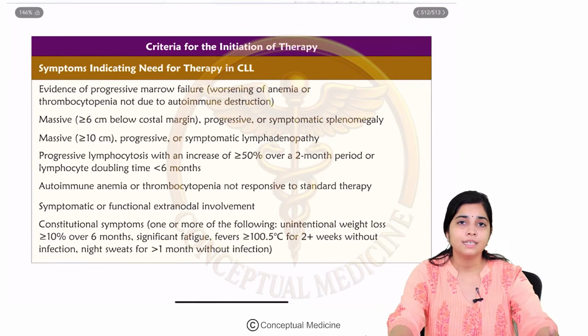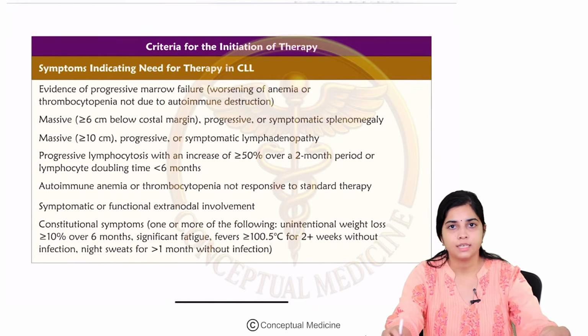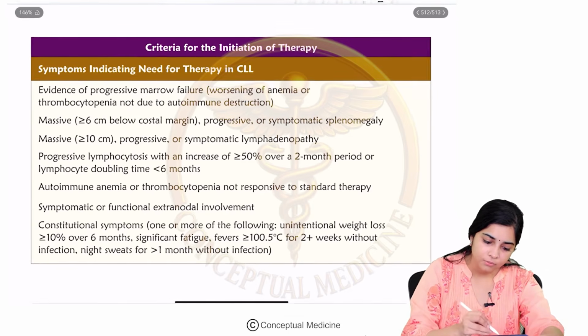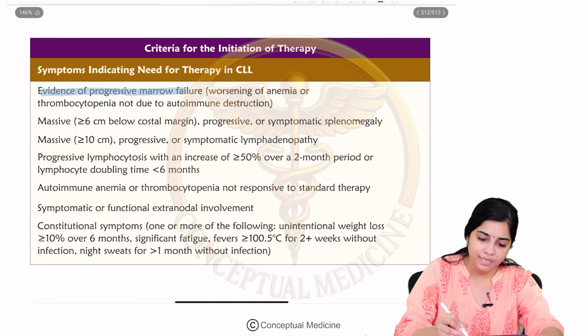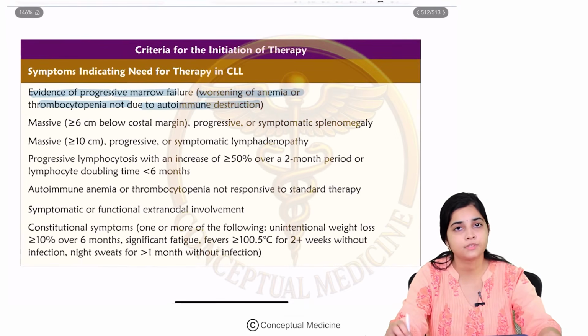Now, all CLLs need not be treated. There are certain criteria for which the CLLs have to be initiated on treatment, and what are those criteria? So 1. Evidence of progressive marrow failure, worsening of anemia, thrombocytopenia not due to autoimmune destruction.